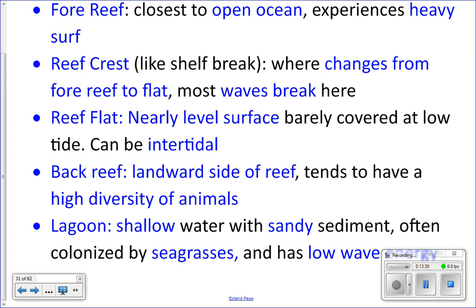And then you can have the lagoon. The lagoon separates the reef from the land. Shallow water. You can have seagrass beds that grow here, very, very low wave action, and so other things can live in the lagoon. Right? Good?